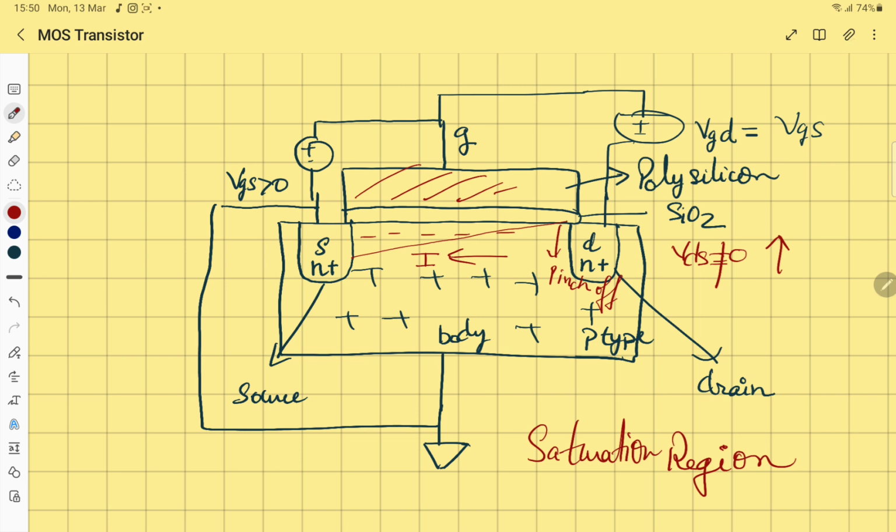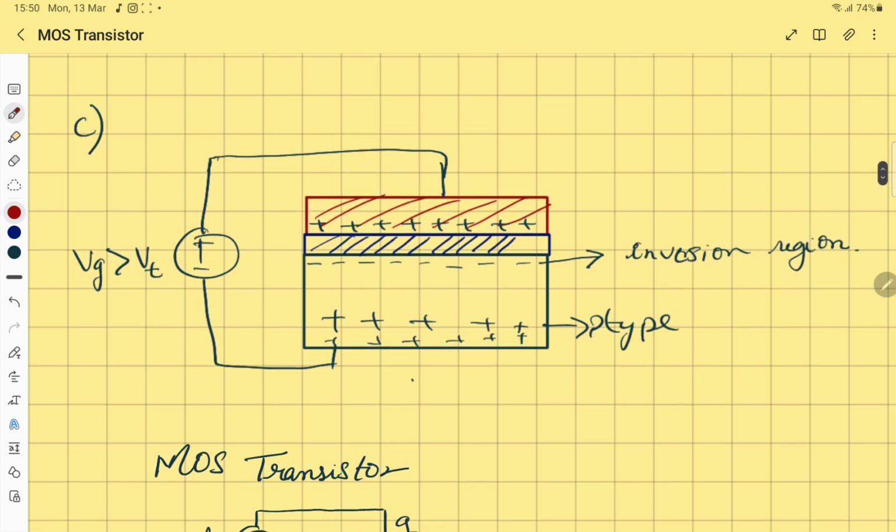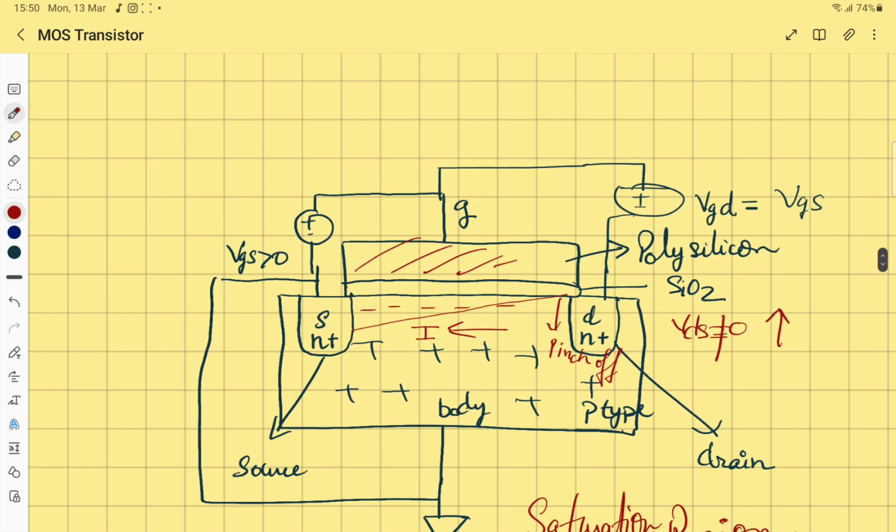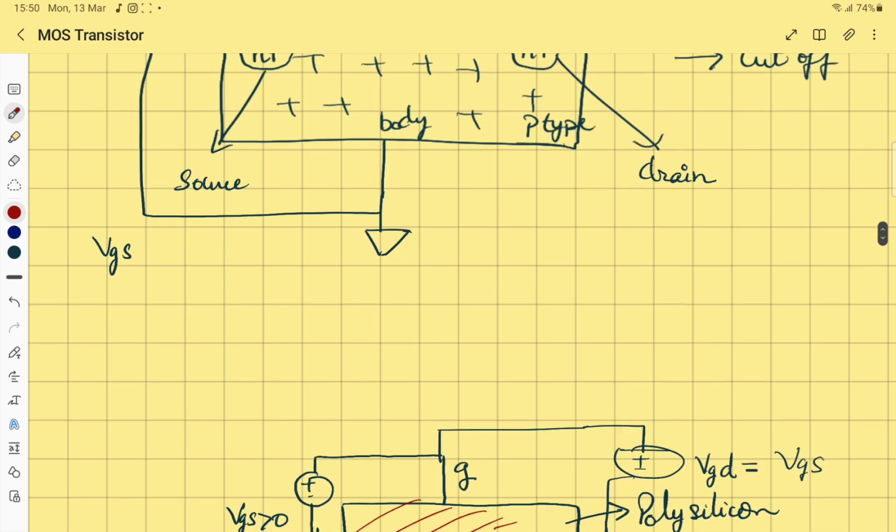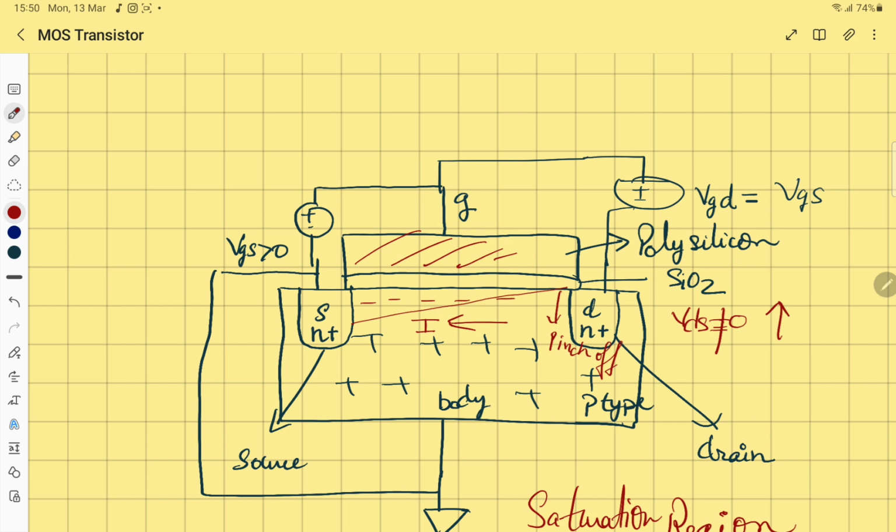So now we have discussed three regions of operation, that is the cutoff region, the linear region, and the saturation region. This type of MOSFET is called N type, or NMOS, because the source and the drain are highly doped N regions. All right. So for an N type MOSFET, the body is a P type substrate.